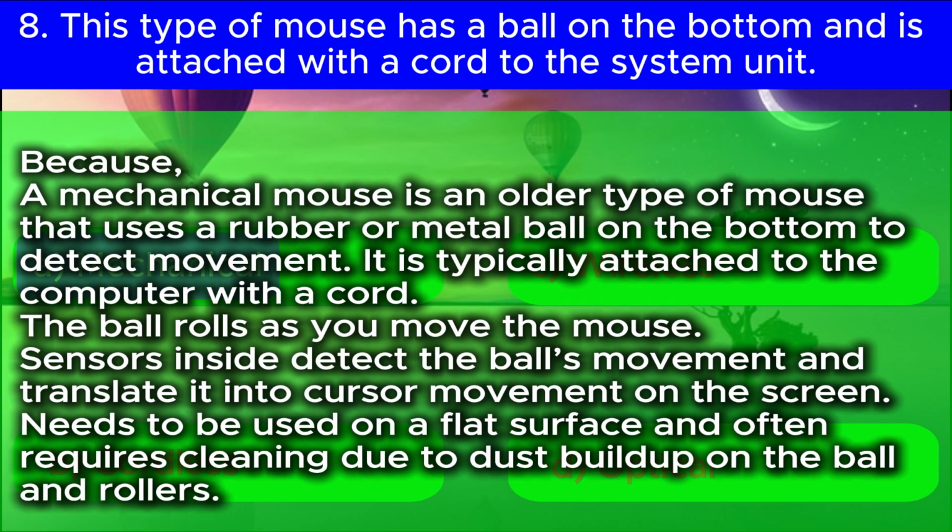Because a mechanical mouse is an older type of mouse that uses a rubber or metal ball on the bottom to detect movement. It is typically attached to the computer with a cord. The ball rolls as you move the mouse. Sensors inside detect the ball's movement and translate it into cursor movement on the screen. It needs to be used on a flat surface and often requires cleaning due to dust buildup on the ball and rollers.